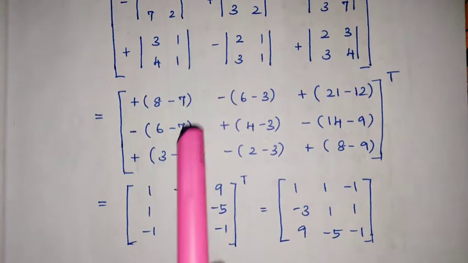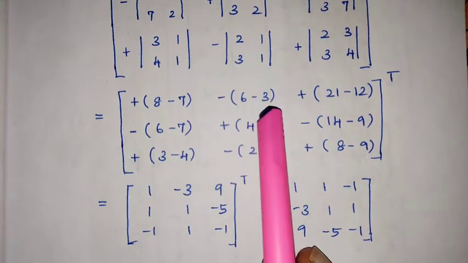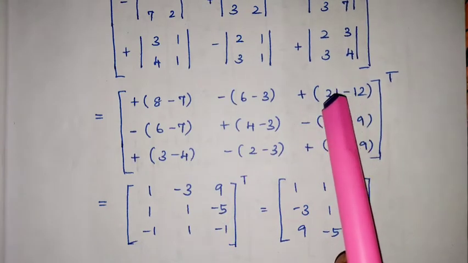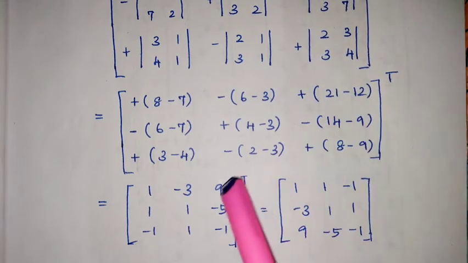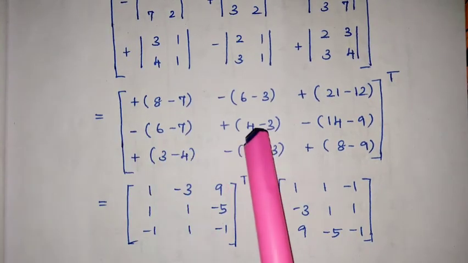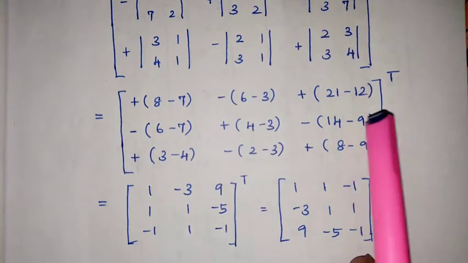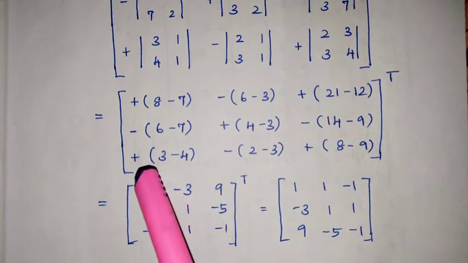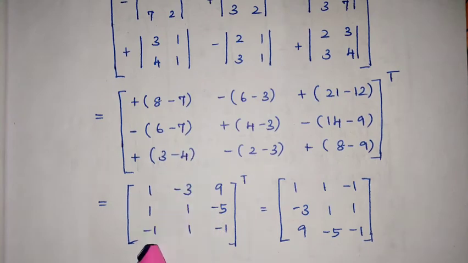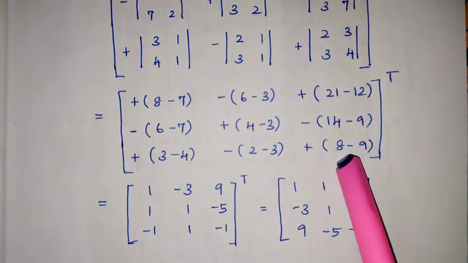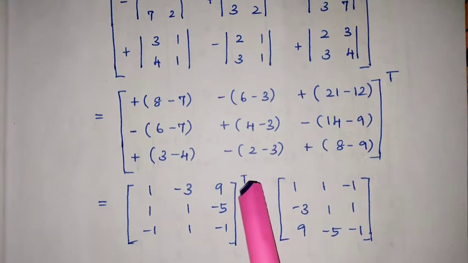So 8 minus 7 is 1, 6 minus 3 is 3, there is a minus, so it is minus 3, 21 minus 12 is 9, 6 minus 7 is minus 1, there is a minus, so it is plus 1, 4 minus 3 is 1, 14 minus 9 is 5, there is a minus, so minus 5, 3 minus 4 is minus 1, 2 minus 3 is minus 1, there is a minus, so it is plus 1, 8 minus 9 is minus 1. Find the transpose.